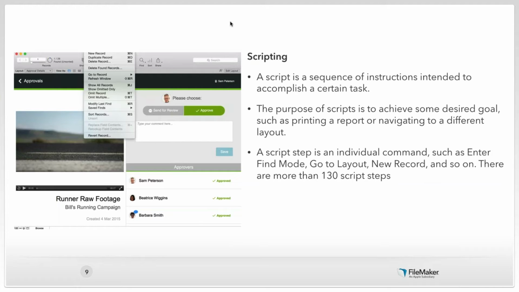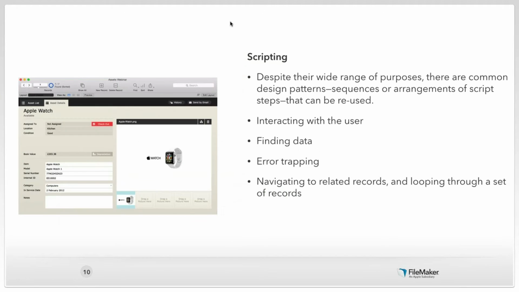So a script step, when we talk about a script step, is an individual command. We've been talking about new record, enter find mode, go to layout, and so on. There's more than 130 script steps, but they're all in, I want to say English language, but of course we may have people from across Europe. So it's in basic language rather than technical words. It's go to record, it's new record. They're all very easy to understand.